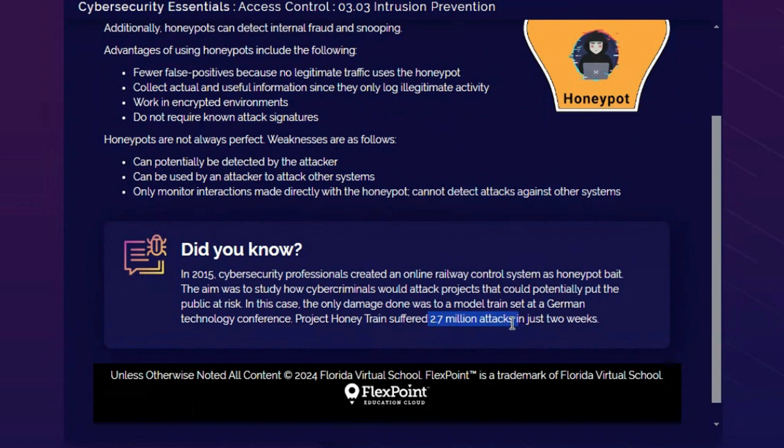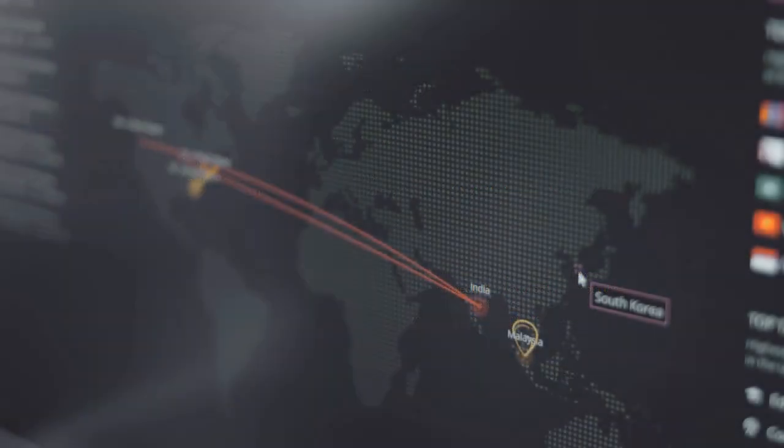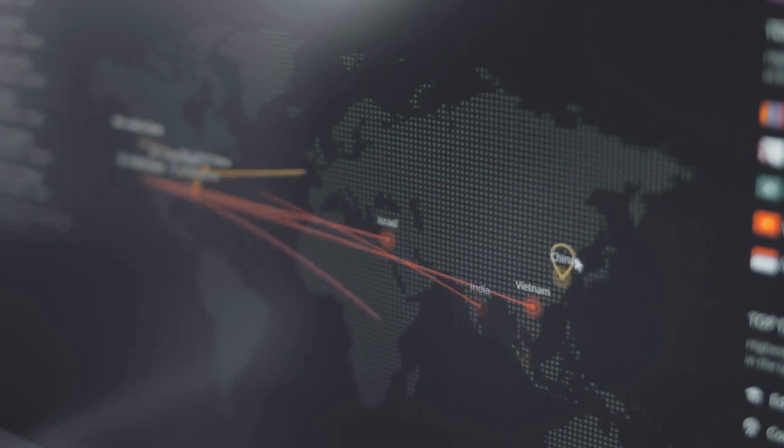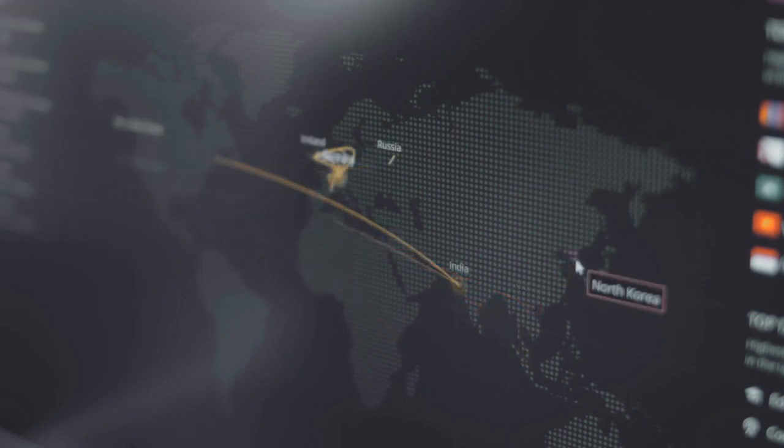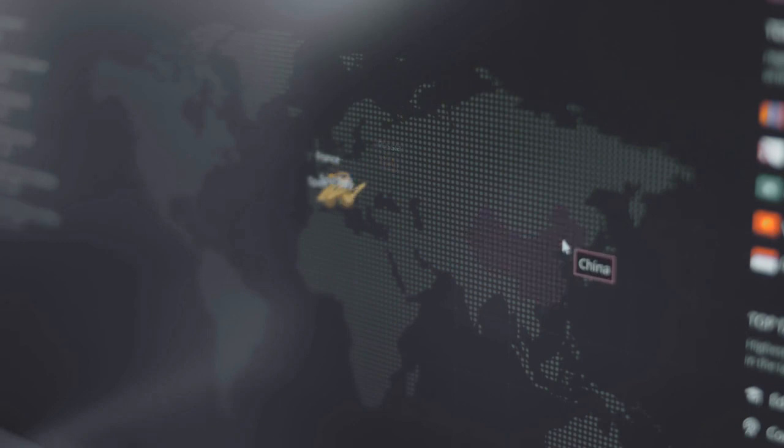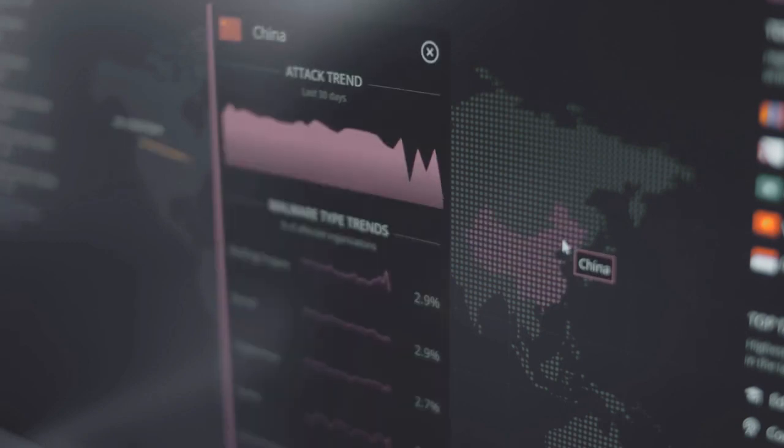It was like at a cybersecurity convention. They set this up just to show people. 2.7 million attacks in 2 weeks. That just tells you how much is going on out there. Just an insane amount of cybersecurity attacks. People just trying to attack anything and everything they can find to create chaos and steal information.